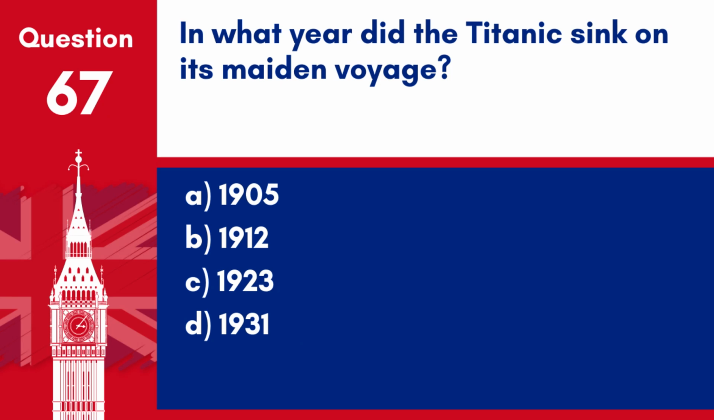Question 67. In what year did the Titanic sink on its maiden voyage? A. 1905. B. 1912. C. 1923. D. 1931. Answer: B. 1912. The Titanic sank on its maiden voyage in 1912.